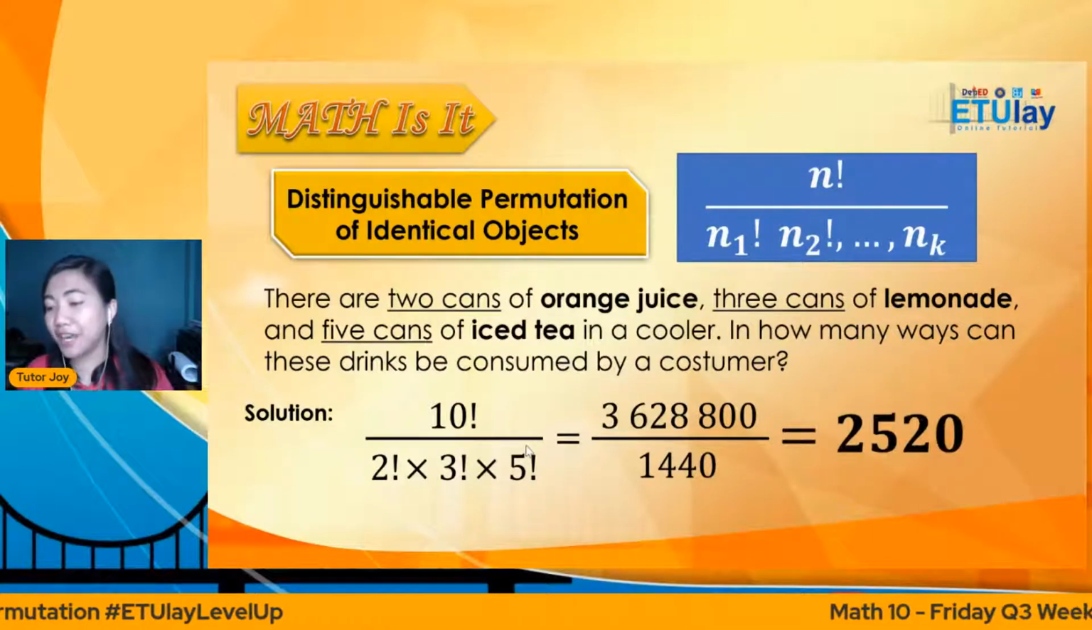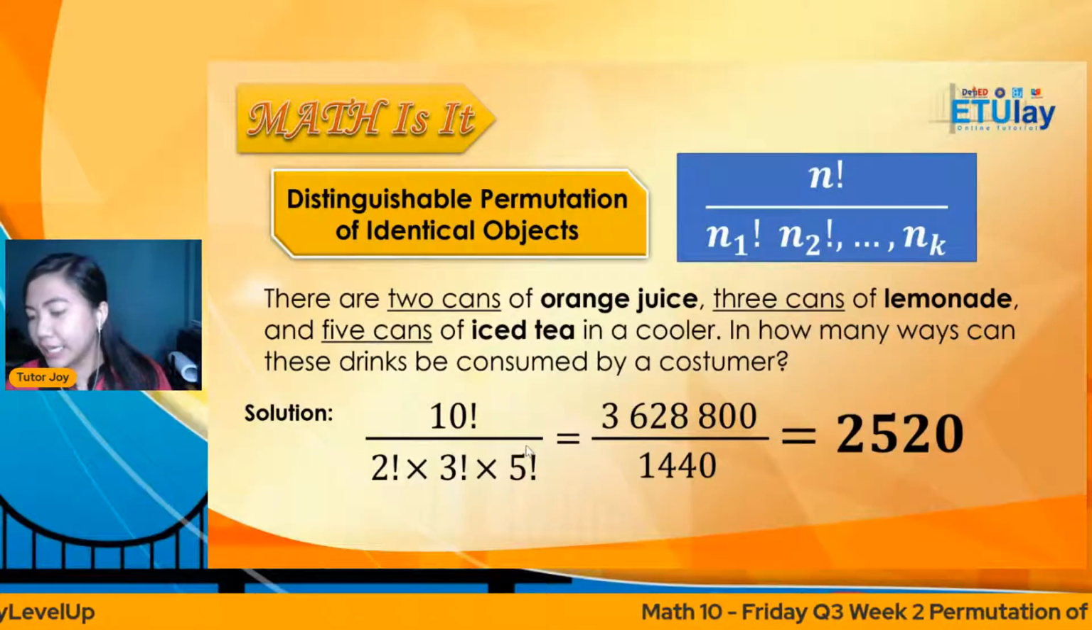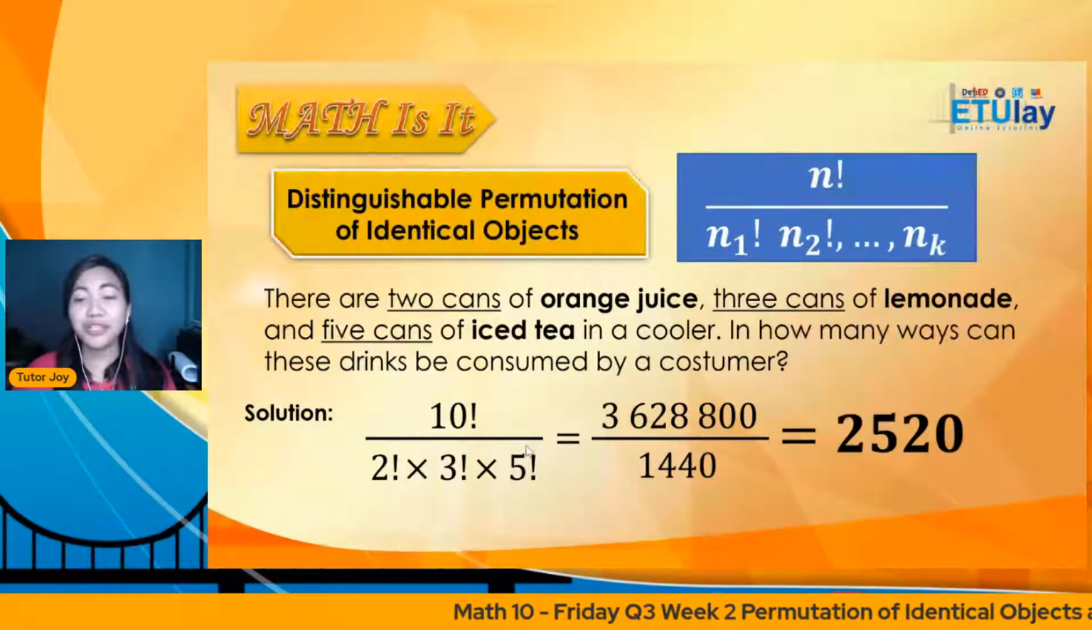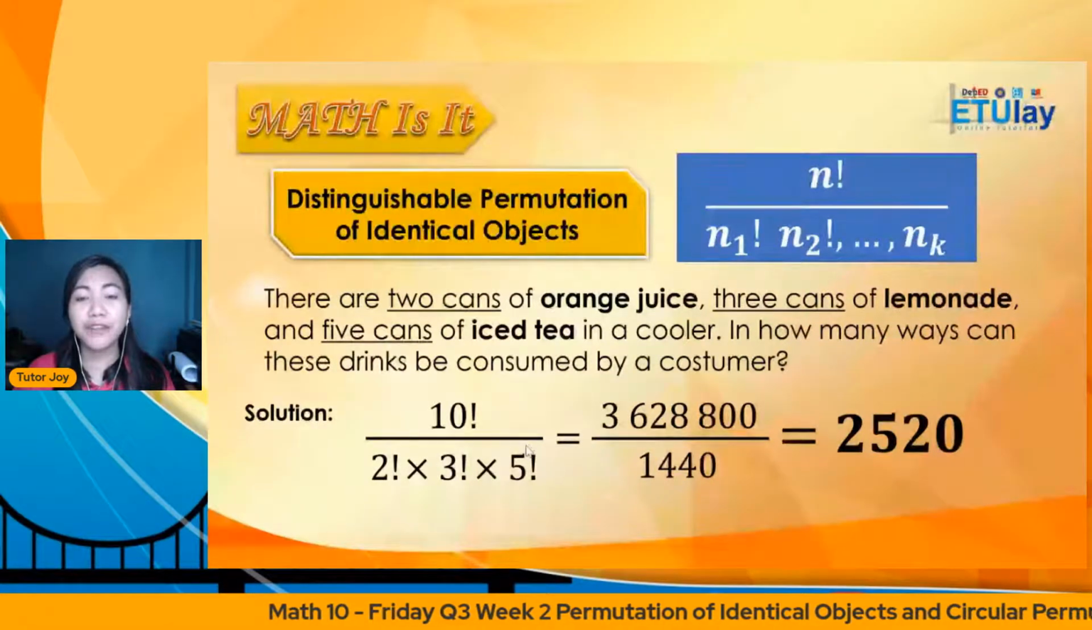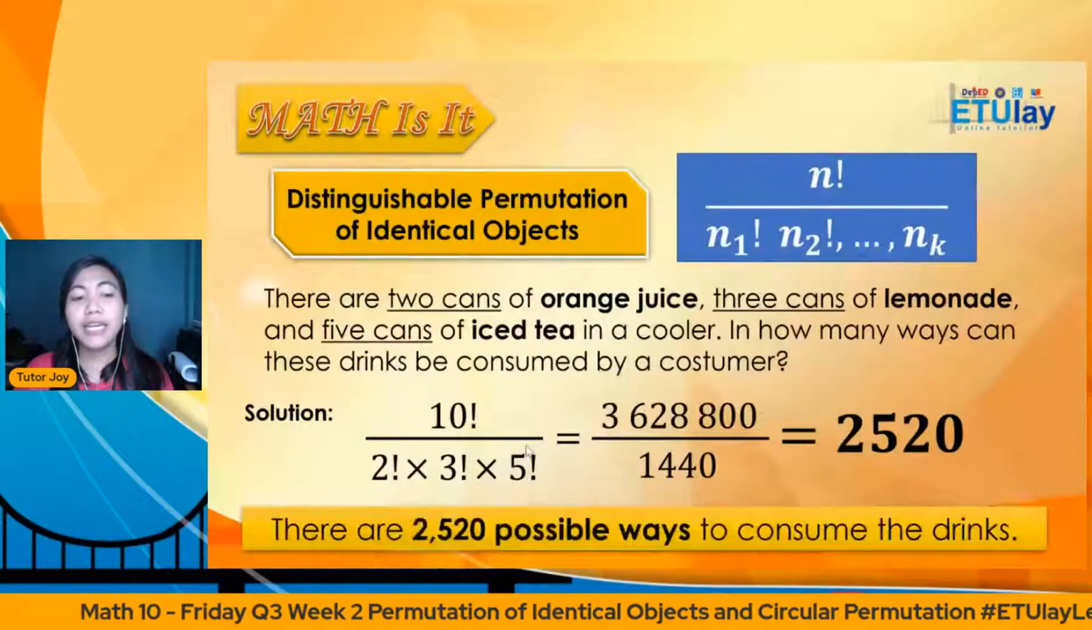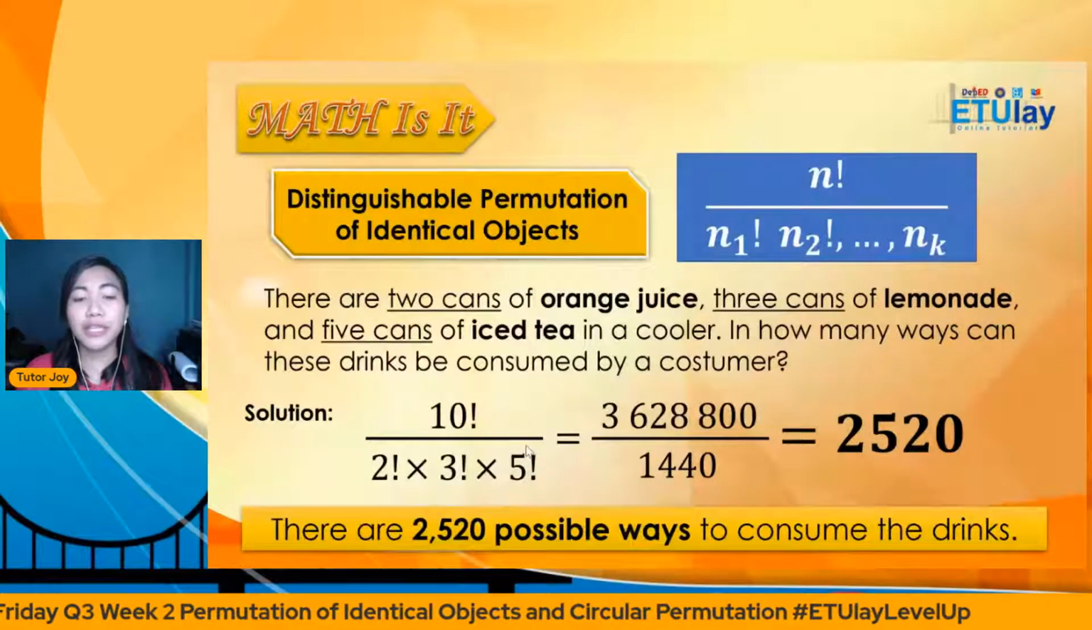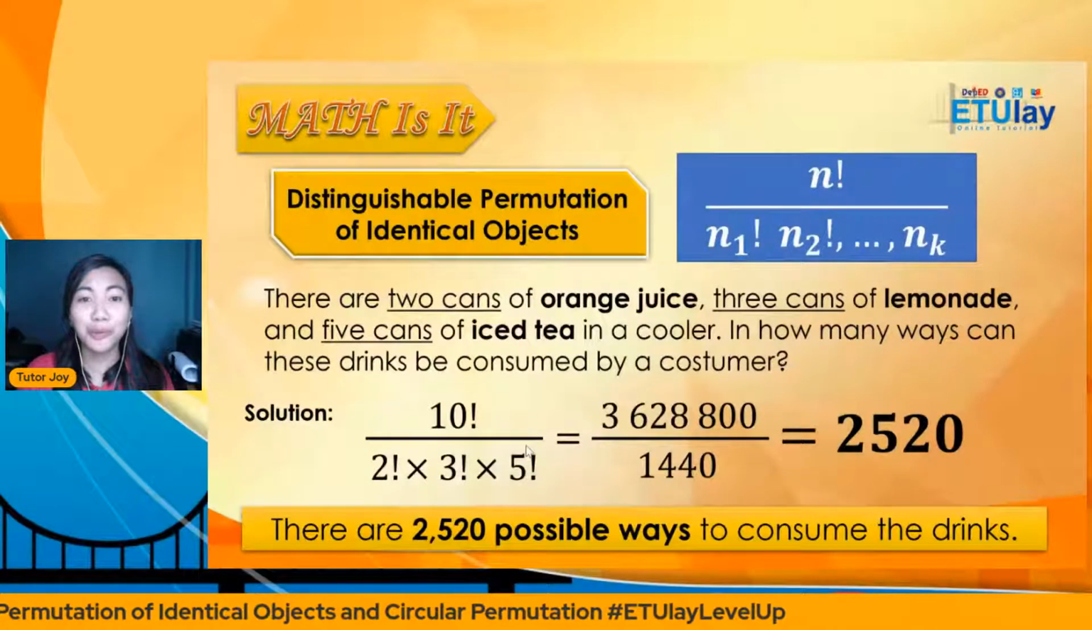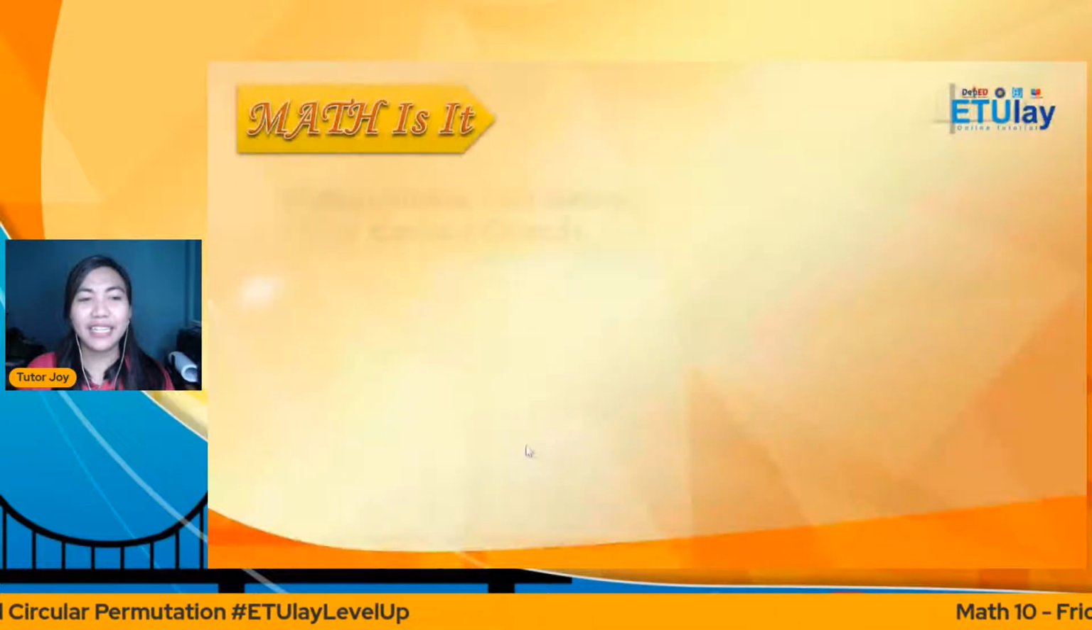And simplifying, very good mathletes, Kyle, Faye, and Regine, you got it correctly. That's 2,520. Or simply, there are 2,520 possible ways to consume the drinks. Madali lang, di ba? Ayan.